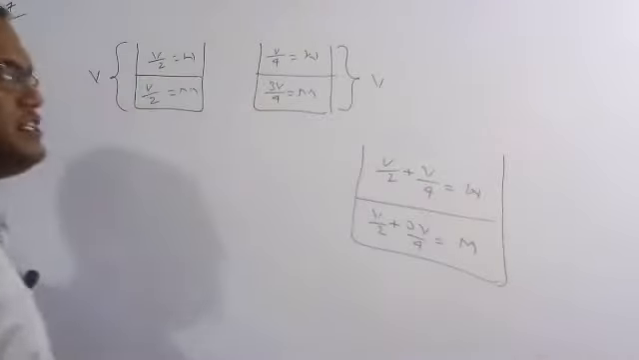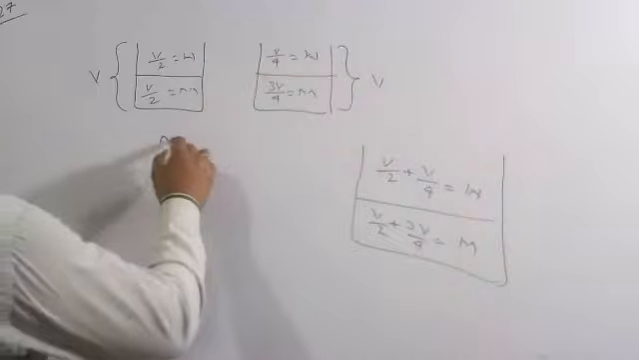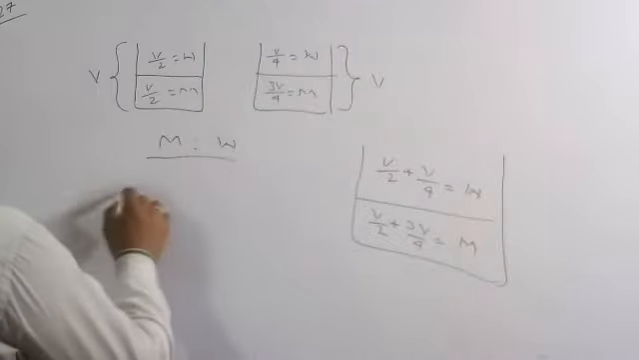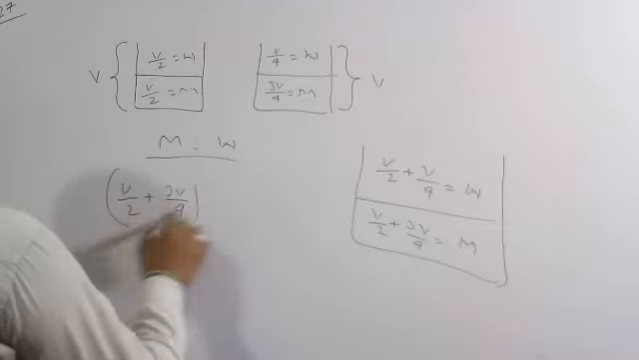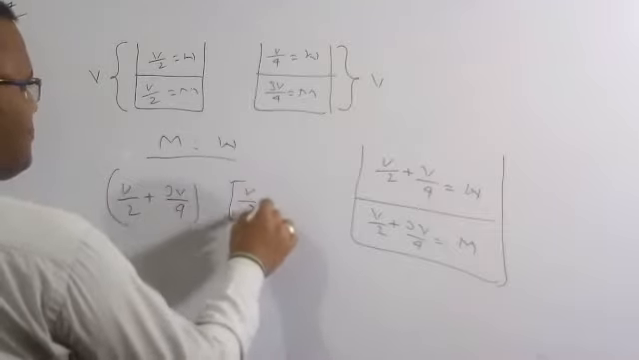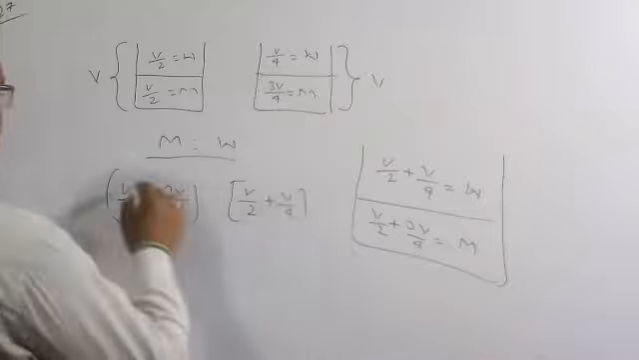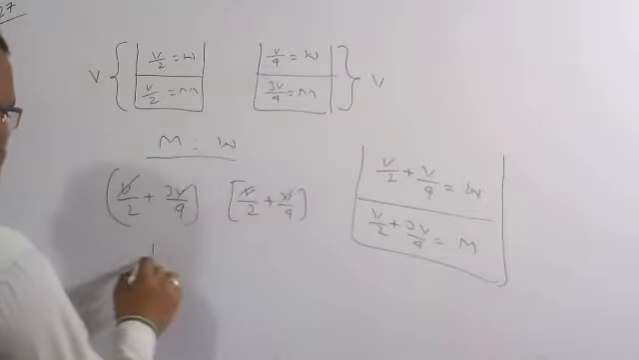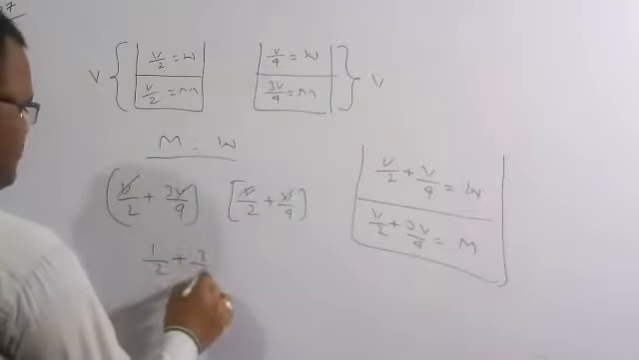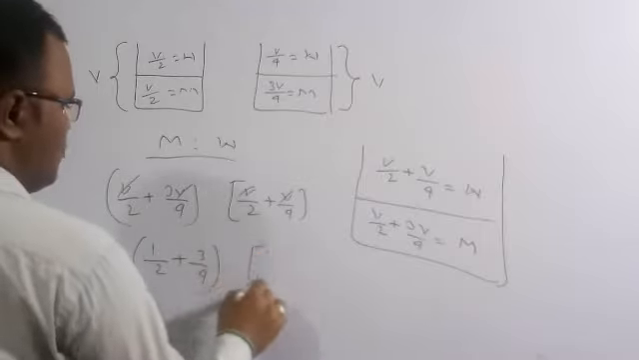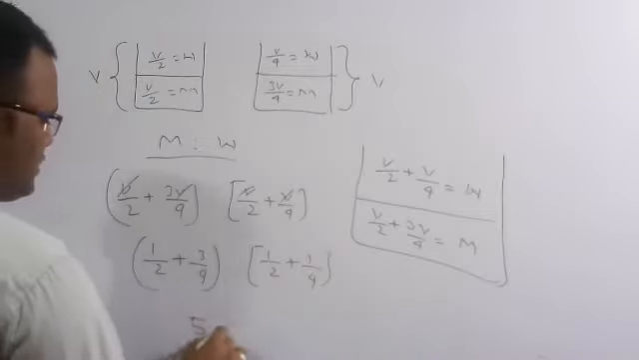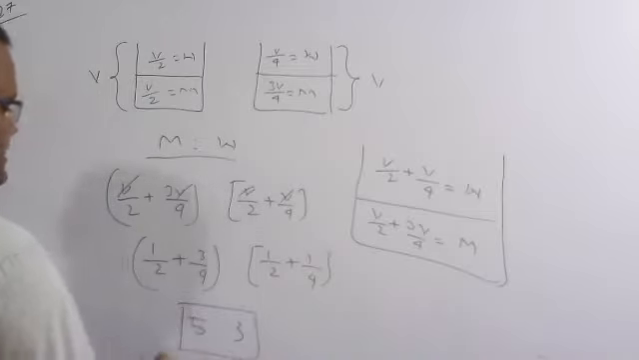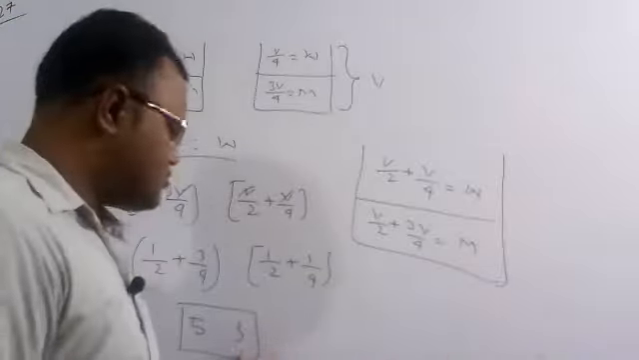Now we need to find the ratio, milk to water. So here V by 2 plus 3V by 4, and we need to take the ratio with V by 2 plus V by 4. V is common, so if you do this, 1 by 2 plus 3 by 4 is to 1 by 2 plus 1 by 4. Finally we get the ratio 5:3. So 5:3 is the ratio of milk to water in the new vessel. This is the final solution of this question.